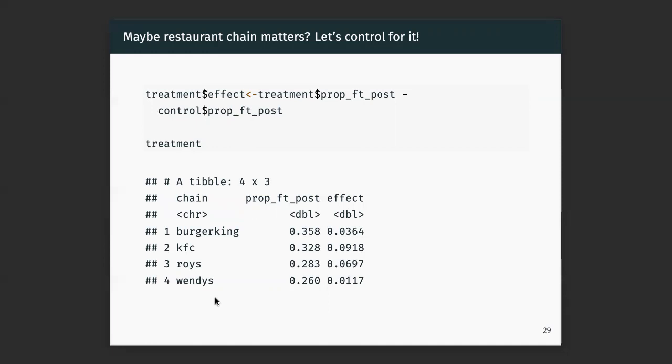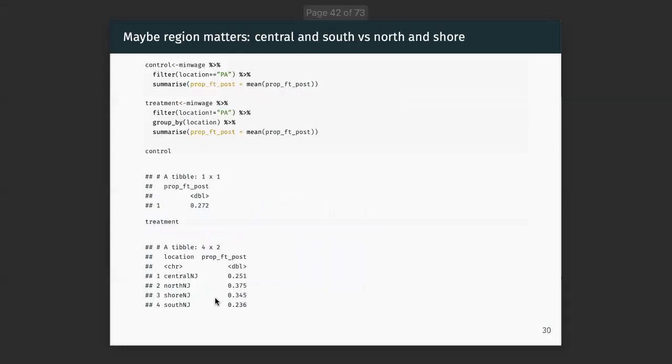So in Burger King, New Jersey compared to PA, we see about a 3-point increase in post-law full-time employment. KFC, we see about a 9-point increase. Roy's, about a 6-point increase. Wendy's, about a 1-point increase. So there are some differences there, but those differences could also be a function of region. So maybe region matters.